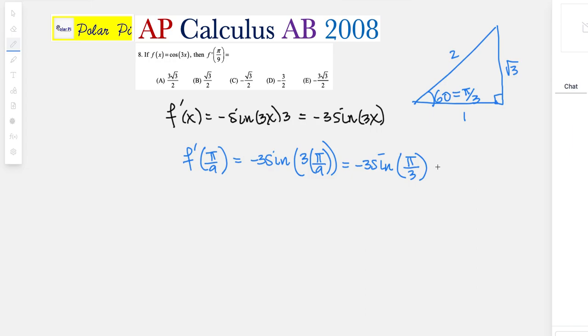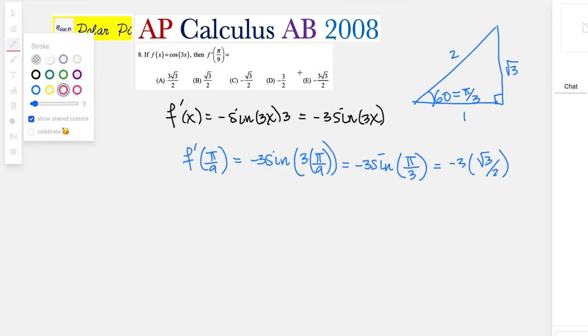Opposite over hypotenuse. So then we're going to be negative 3 times root 3 over 2. And so it's negative 3 root 3 over 2. And that, I think, is the last answer choice. Yep. Okay, E. Got it.